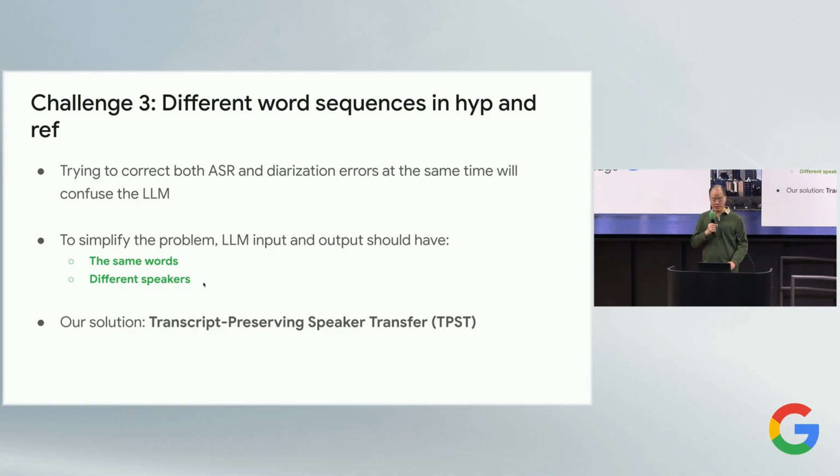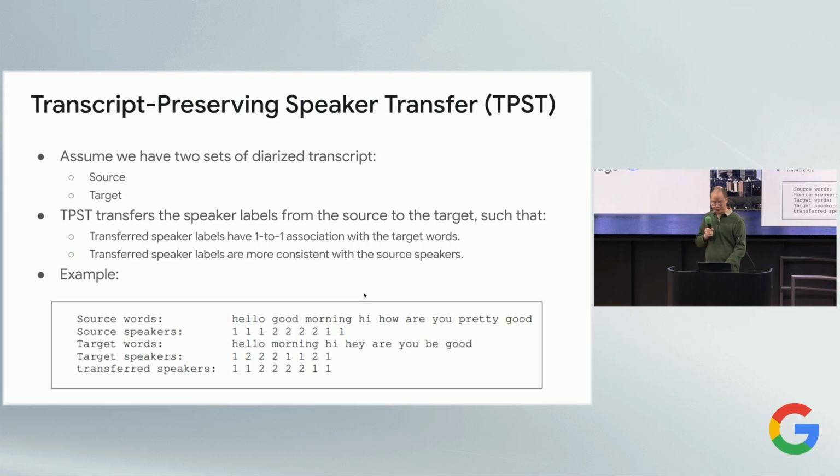This will enforce the LLM to only focus on correcting diarization errors and ignoring any errors from ASR. To do that, we introduced an algorithm called transcript preserving speaker transfer, or TPST. So what is TPST? Don't be scared by the name. It's a pretty simple algorithm.